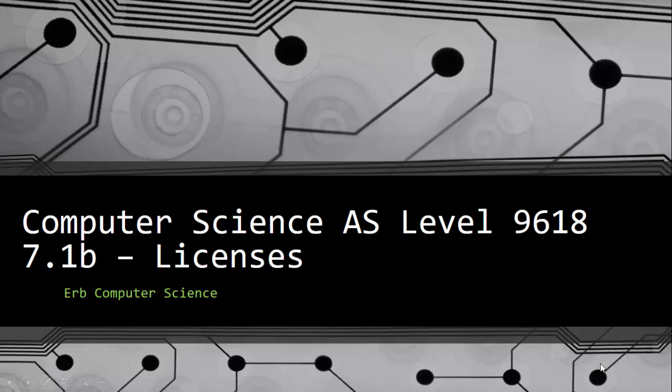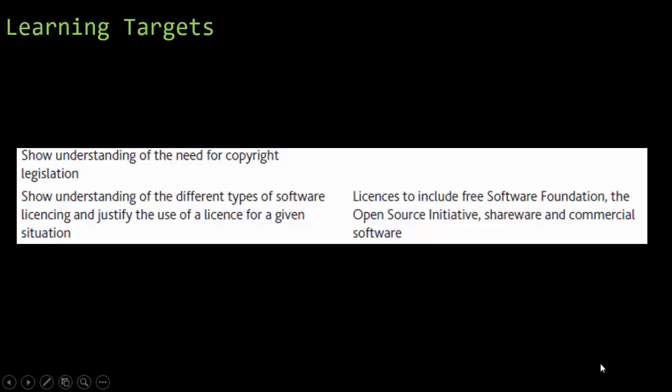Continuing with Computer Science AS Level 9618, today we're talking about licenses in topic 7.1. So let's take a look at the learning targets to know what we should be looking out for. Today we need to show an understanding of the need for copyright legislation, show understanding of the different types of software licensing, and justify the use of a license for a given situation.